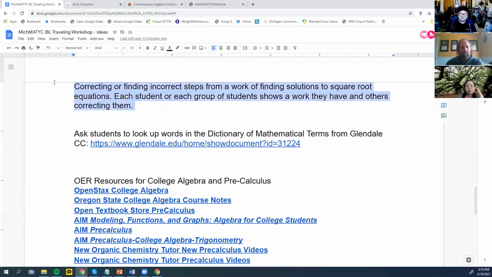And was that you? About the incorrect steps to a problem? Yeah. So I asked students to solve one problem, and they have to make sure that their solutions are incorrect. So they have to have wrong steps or something, and then they have to give it to the other group or the other students to check what kind of mistake they made.